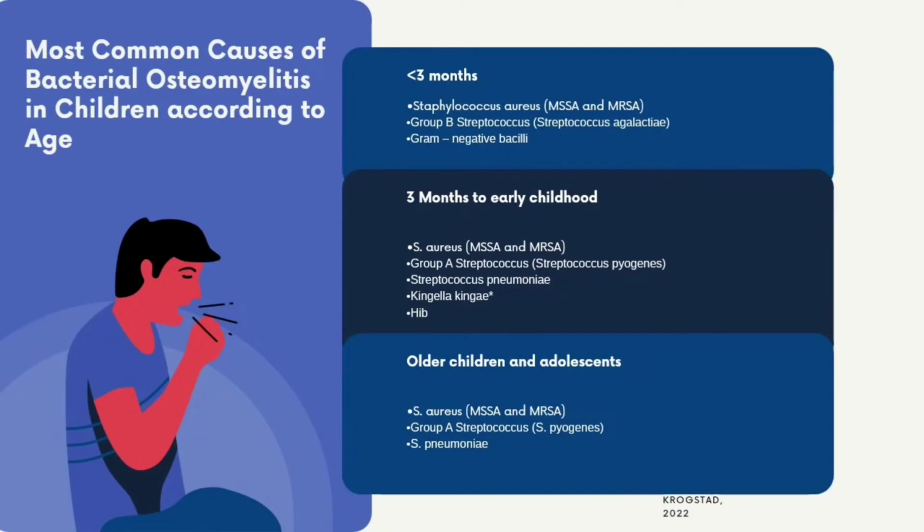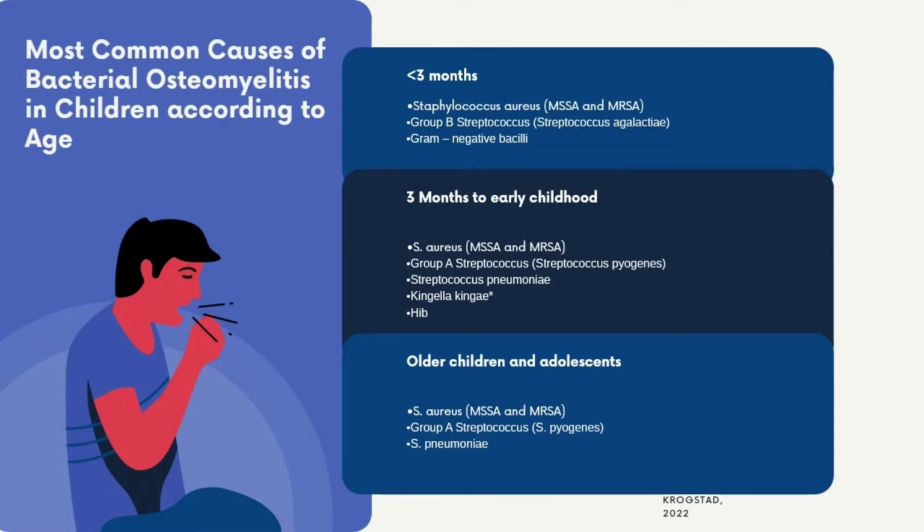Most common causes of bacterial osteomyelitis in children according to age. In those less than 3 months of age: Staphylococcus aureus, either MSSA or MRSA, Group B Streptococcus, most likely Streptococcus agalactiae, and gram-negative bacilli. In the 3 months to early childhood age group: Staphylococcus aureus, either MSSA or MRSA, Group A Streptococcus, most likely S. pyogenes, S. pneumoniae, Kingella kingae, and Haemophilus influenzae type B.